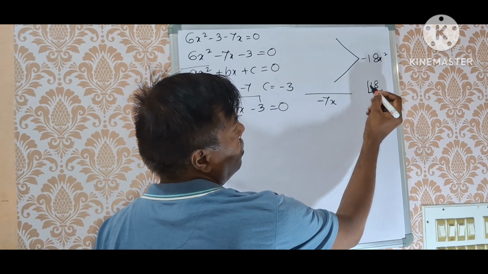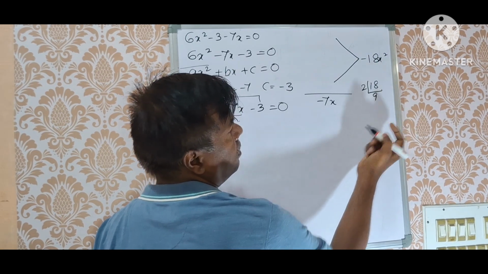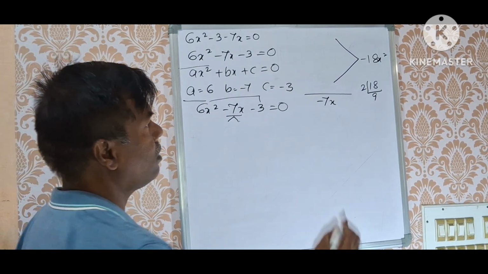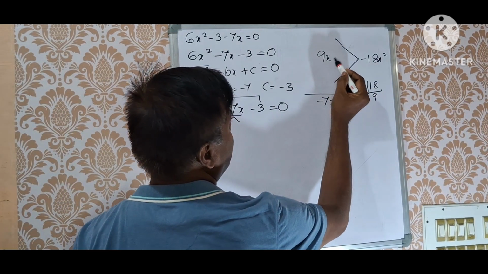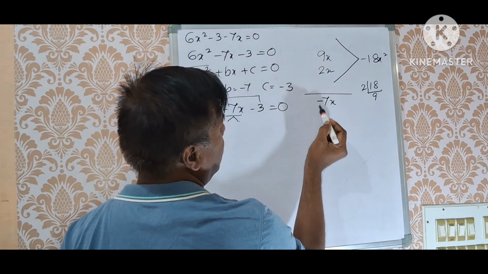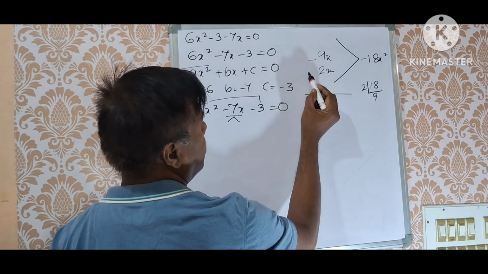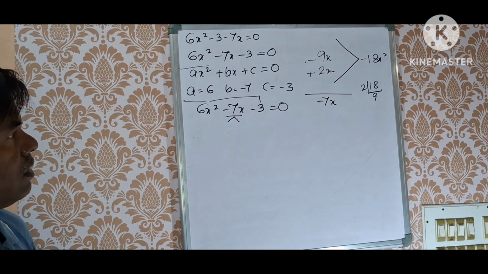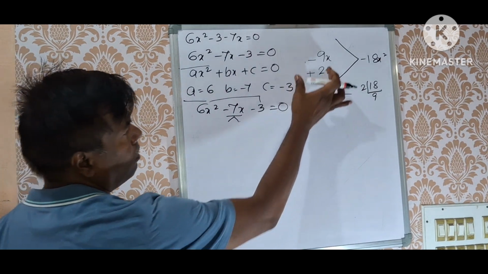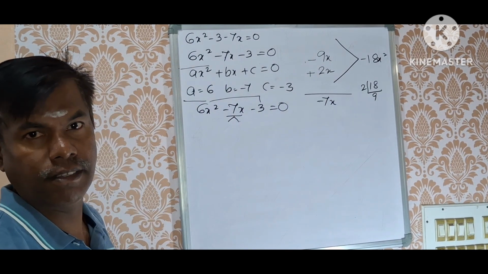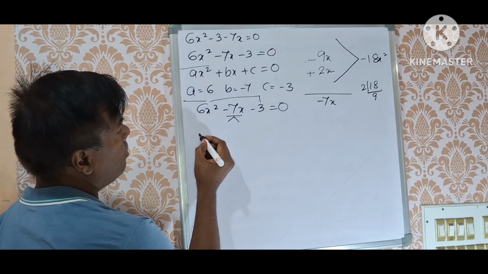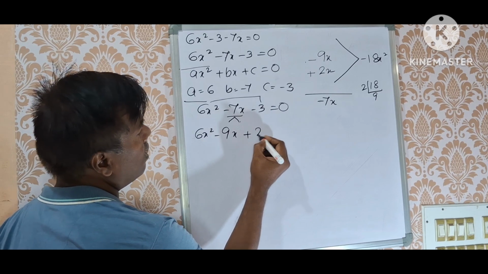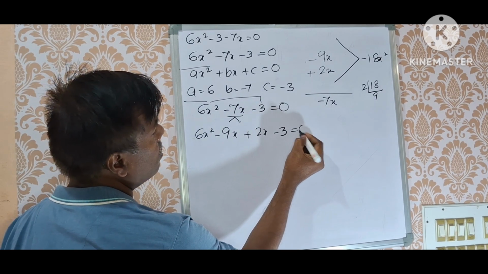18, 2 9s. See here, 9 and 2 are the numbers. 9x, 2x. Here the bigger number must be given the minus sign: minus 9x plus 2x. So the required numbers are minus 9x and plus 2x. So rewriting this equation, we get 6x square minus 9x plus 2x minus 3 equals 0.